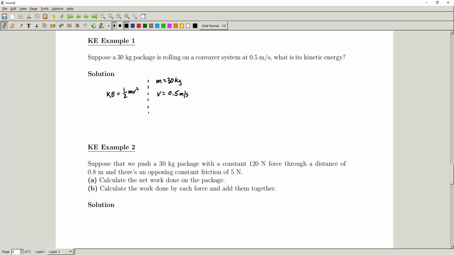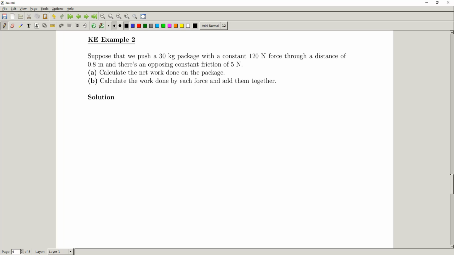And so, well, right away we can write down sort of what our answer is going to be. Kinetic energy is going to be 1/2, well, m is 30, and v is 0.5, and we need that squared. So if you do the calculation, and I have done it over here, you end up with 3.75 joules, okay? So we have 3.75 joules of kinetic energy in this package as it's rolling on this conveyor system, okay? Let's take a look at a second example, okay?